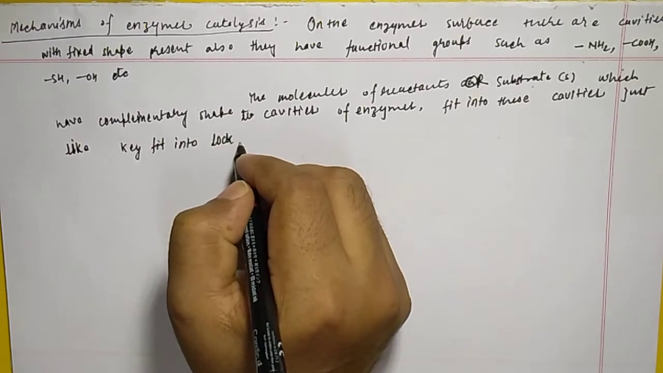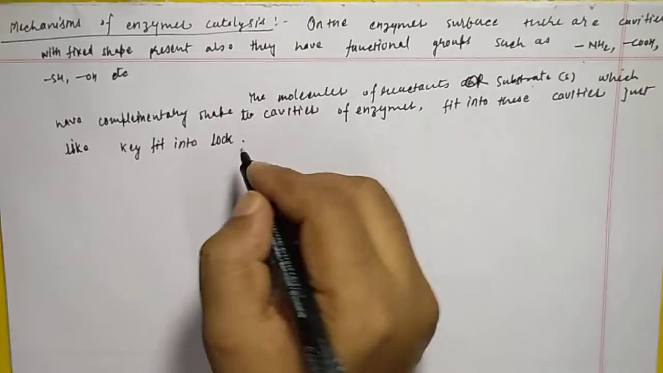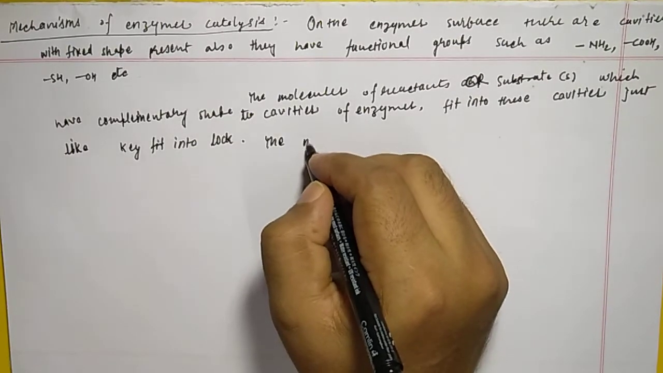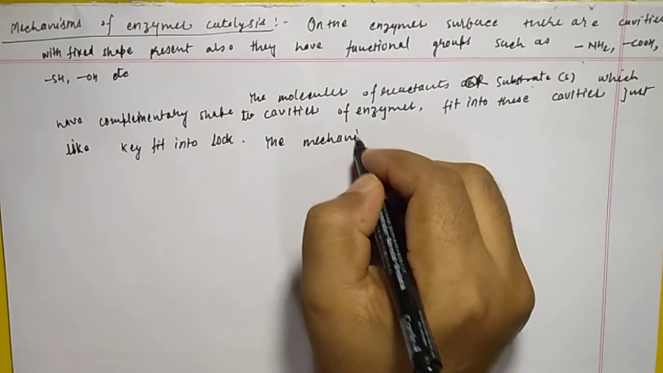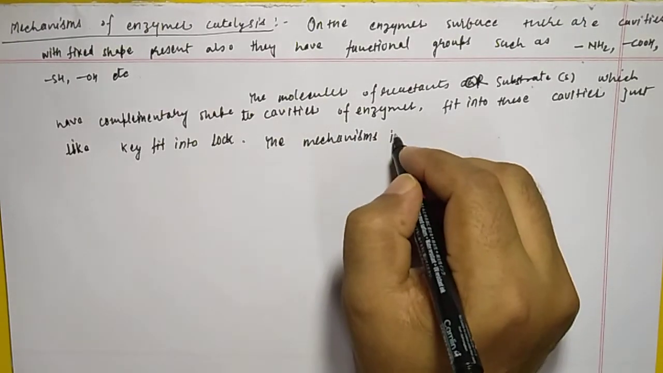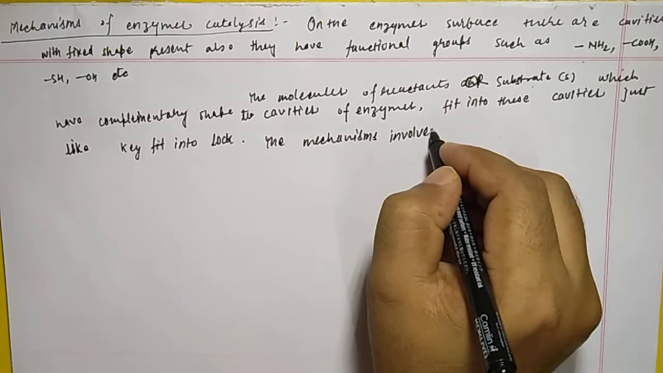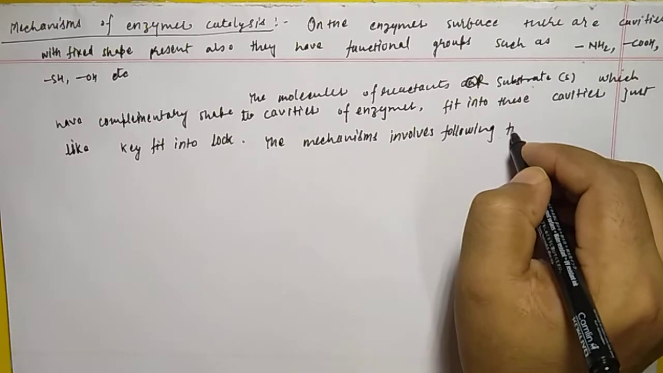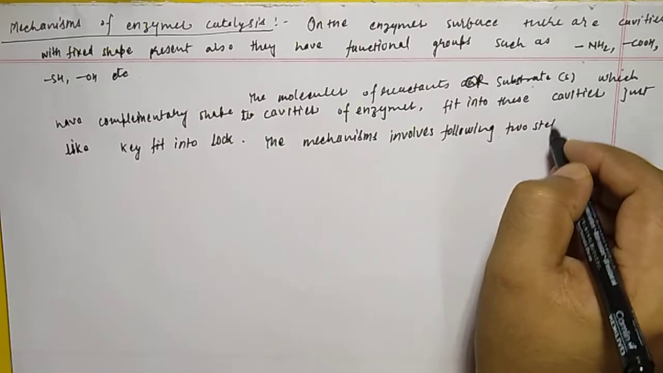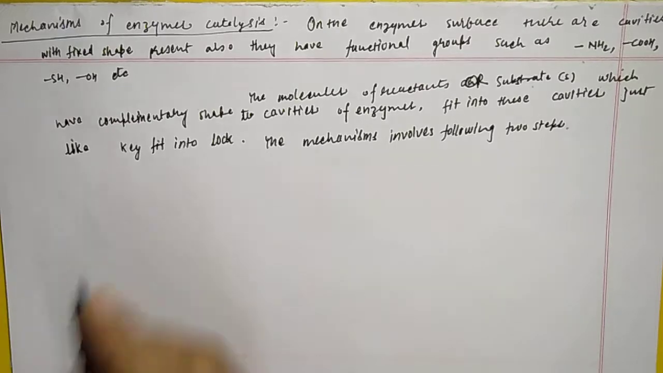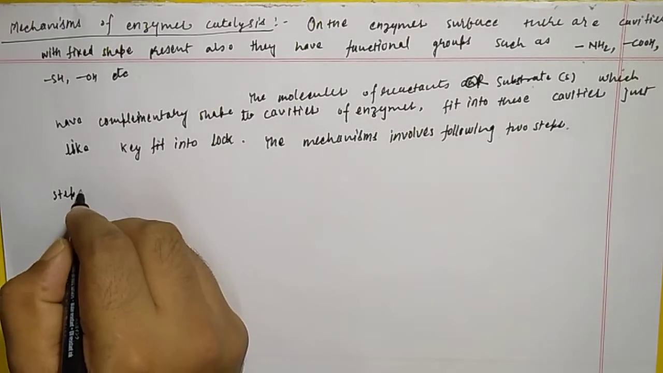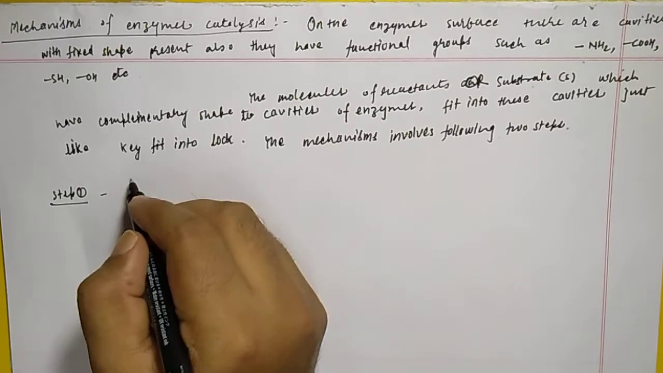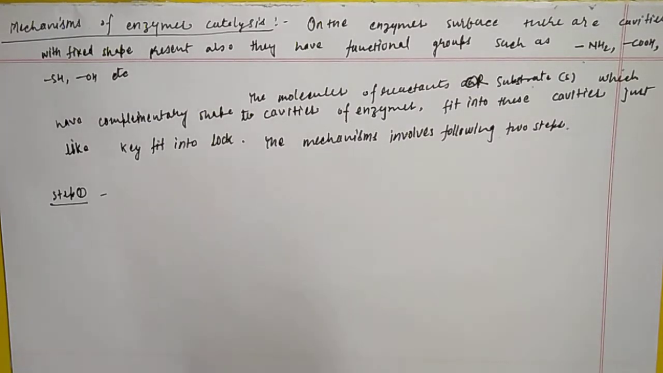The mechanism involves the following two steps. Now let us see what the two steps are. Step number 1: firstly, the reactant will bind on the surface of the catalyst.